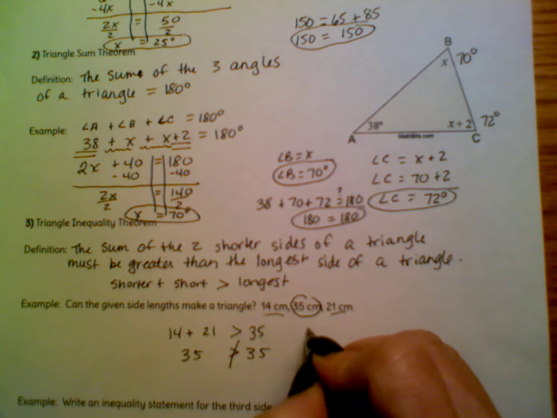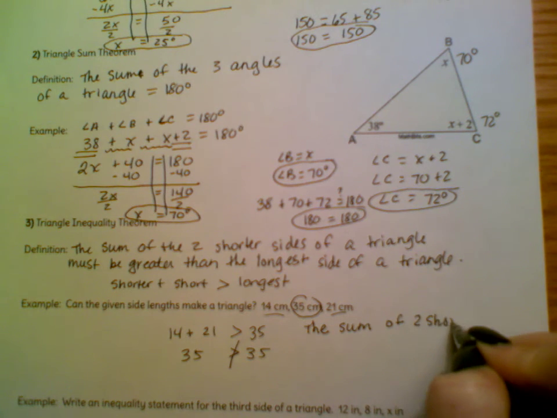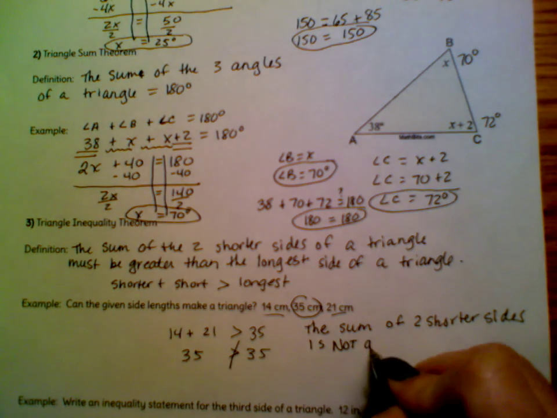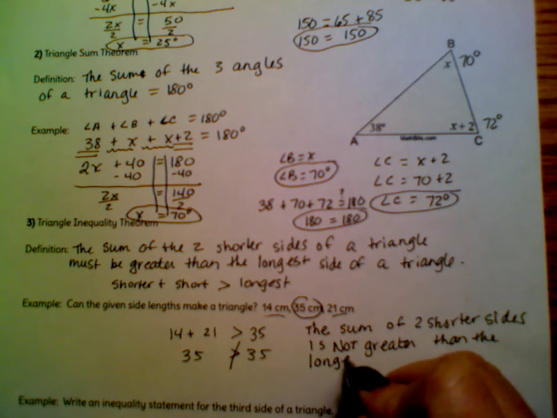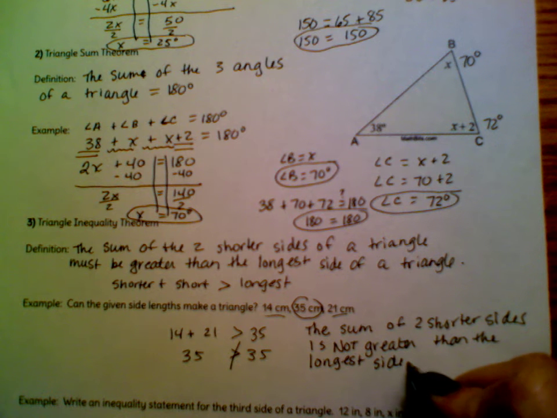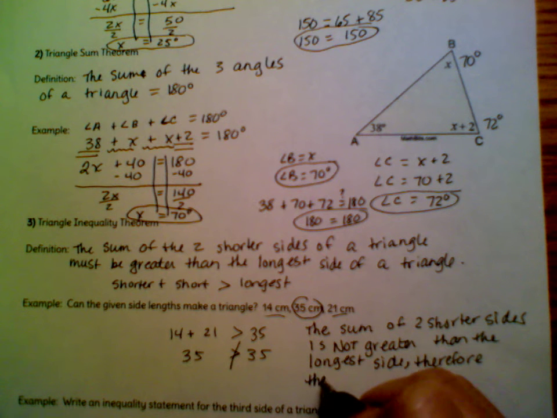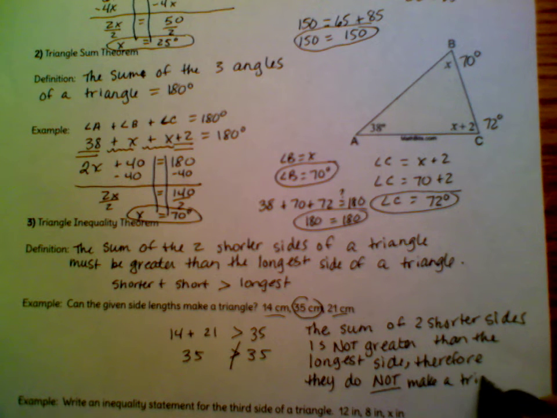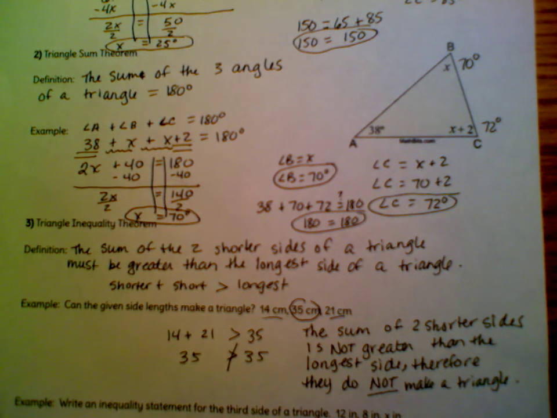So that means, let's write this up because this is going to be some justification here. The sum of the two shorter sides is not greater than the longest side. Therefore, they do not make a triangle. Okay, that would be a perfect example of the one pasta and the two other sides making the exact same length. It's just a piece of pasta sitting on top of a piece of pasta.